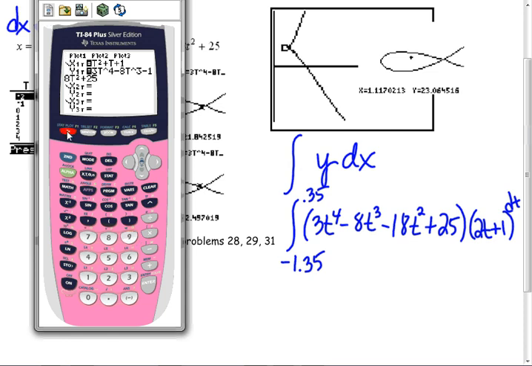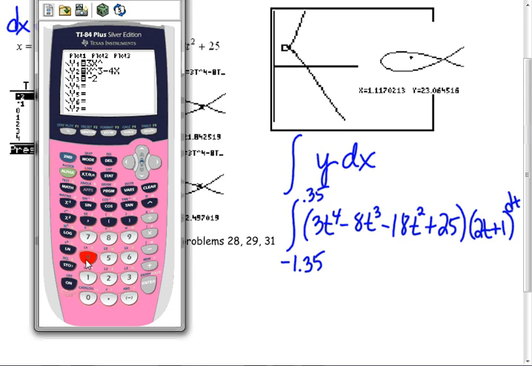And y equals? I'm going to change my mode. I just didn't want to type it in. You don't have to. You can do it in parametric mode, but then you have to type it in, because you don't have that in there. That's okay. So in y1, I'm going to put in 3x to the fourth.